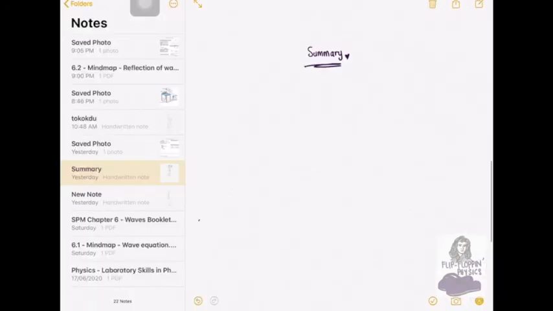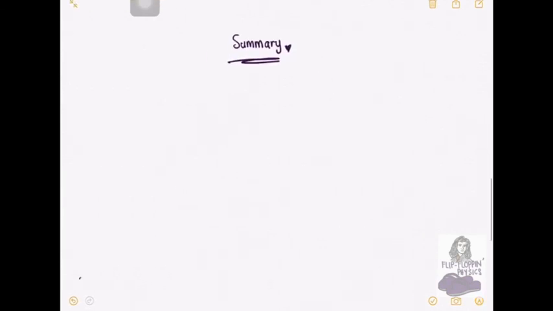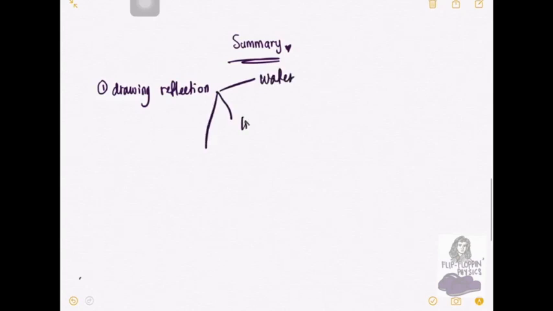So now we're going to have a look at the summary of what we've learned today. First off is drawing the reflection. We've learned about water, light, and sound. Just remember that water is drawn in the form of wavefronts, light is in terms of rays, and sound is in terms of wavefronts. Then you just have to remember the steps. And that's what we've learned today.